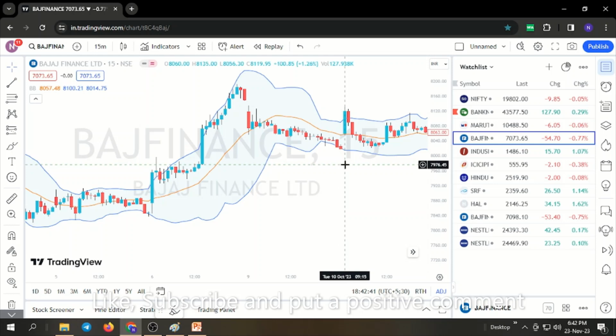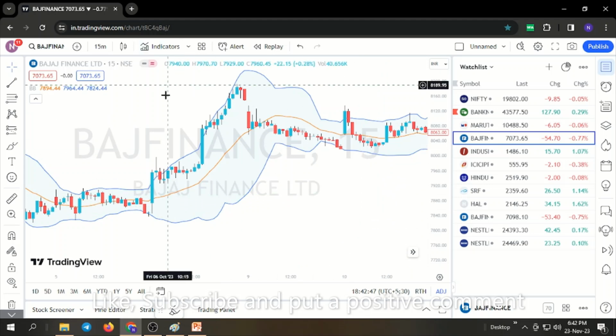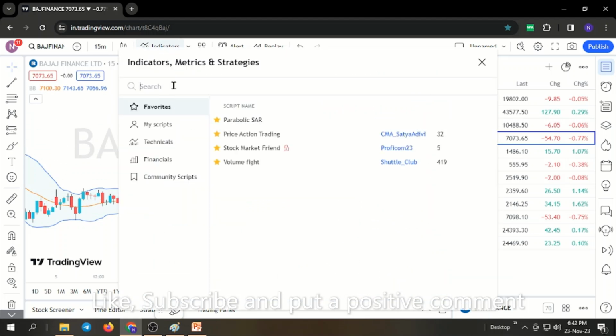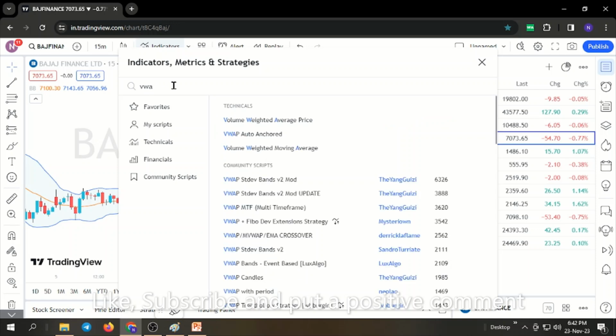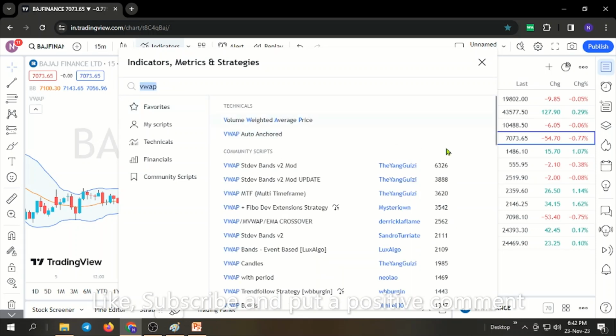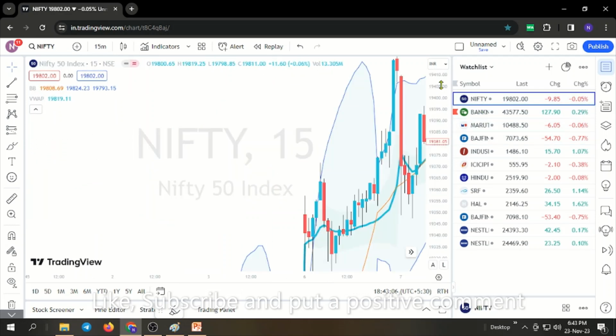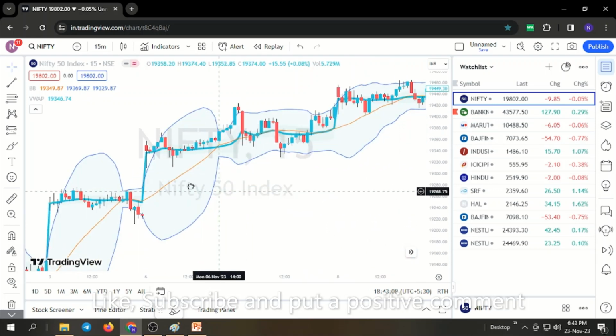So now, Bollinger Band on the top, how we need to trade. Bollinger Band on the bottom, how we need to trade. For that, we need to plot VWAP. This blue line indicates the VWAP line, apart from the red line, the moving average that we discussed.